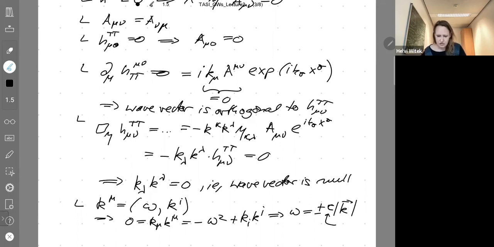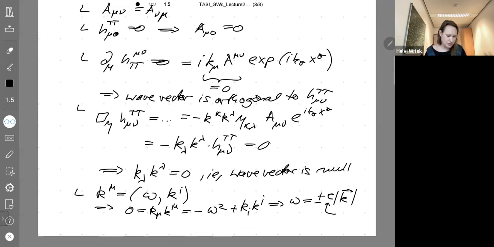Very good. To write out the polarization matrix explicitly, I will assume, just for simplicity, to give you an example, that our wave is propagating along the z direction, so along the k3 direction. So the next item that we want to do is write out the polarization matrix explicitly for one example.